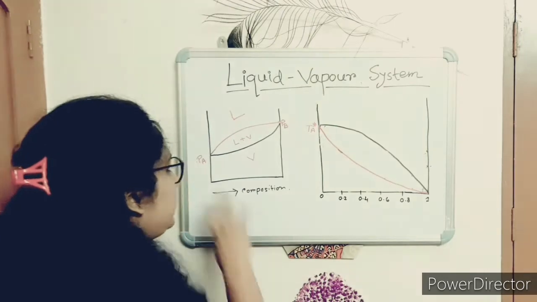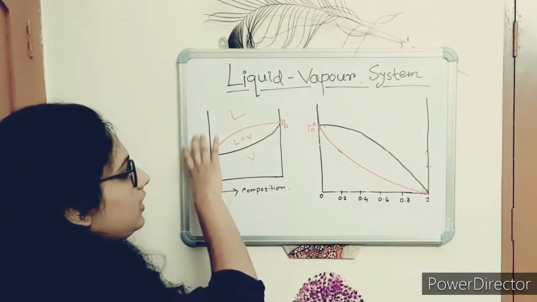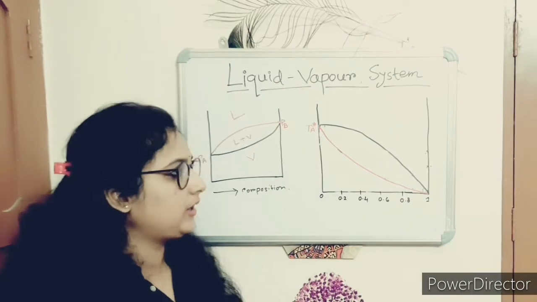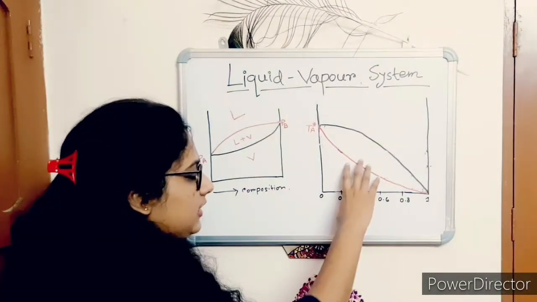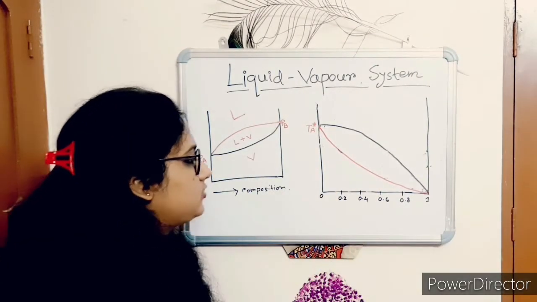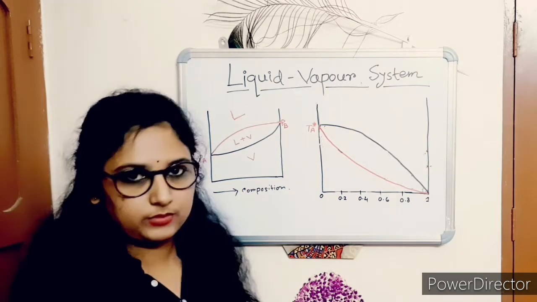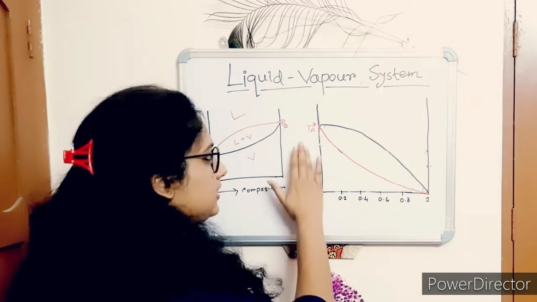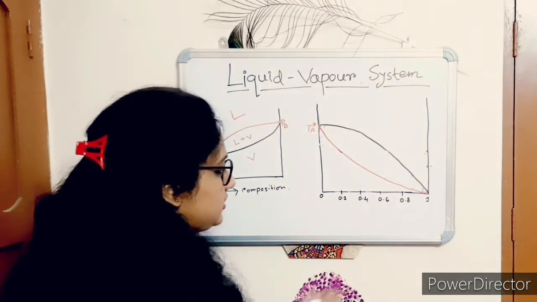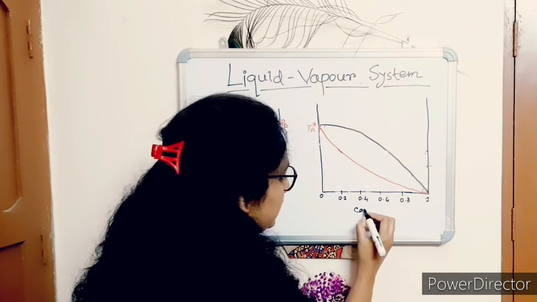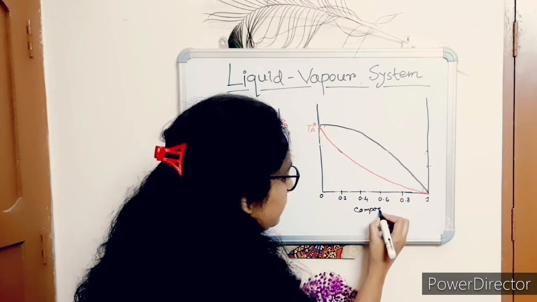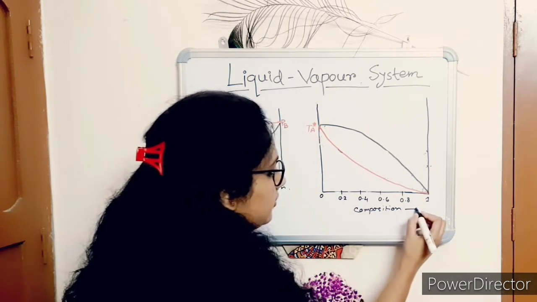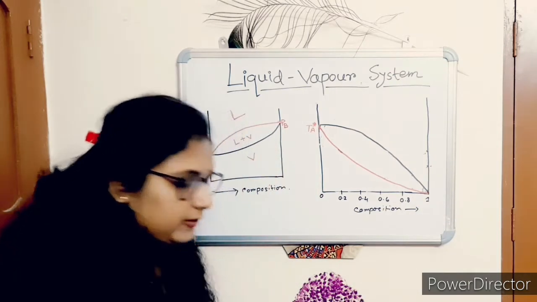Now, in this phase diagram the temperature is kept constant, but this is the same phase diagram where the temperature is not kept constant. Here the pressure is kept constant, and temperature and composition are variable. So in brief, I would like to tell you what the liquid vapor phase diagram is. For detail, you have to follow my previous video.